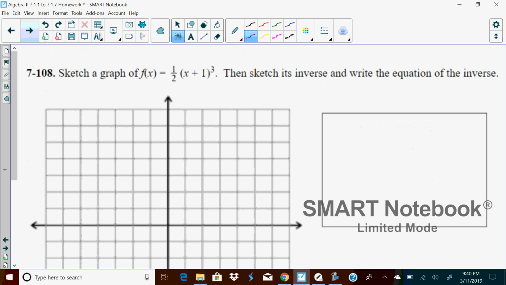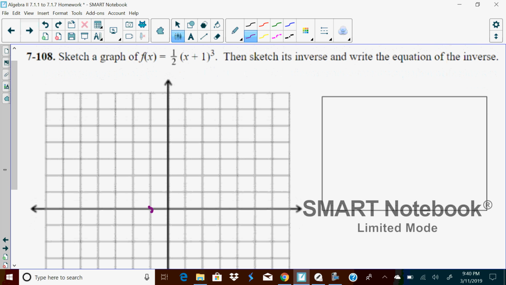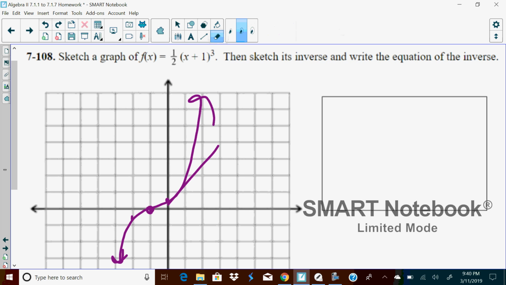Problem 108, sketch this graph, write the inverse, and also sketch the inverse graph. So this is at -1, 0. So here's where my change is. And then I can put another point here, another point here. So it's going to go like this. So I know my inverse goes over y equals x. So my inverse graph is actually going to look kind of like this.